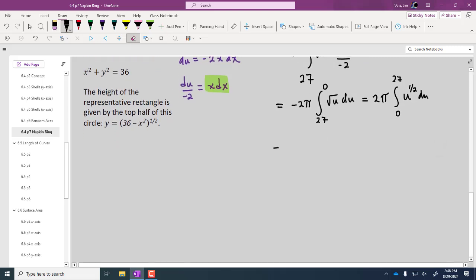So now we've got our multiplier in front, 2 pi, and we have u to the 3/2. I'm going to leave a space for the 2/3 multiplier. 0 to 27.